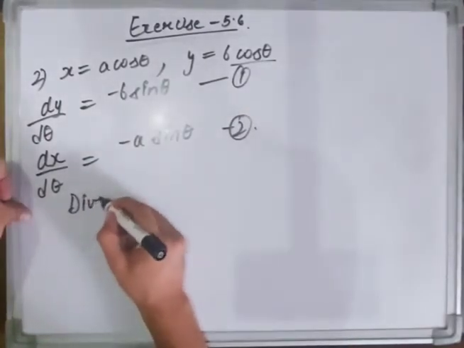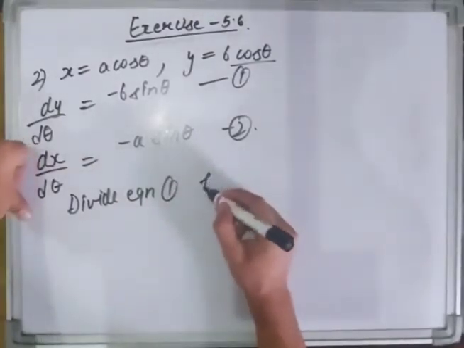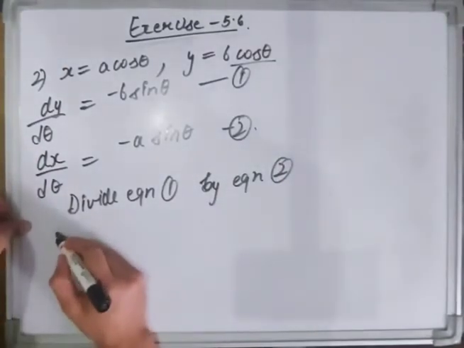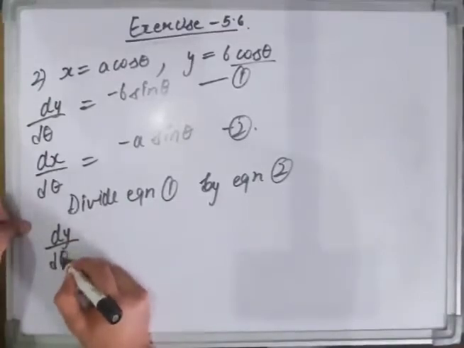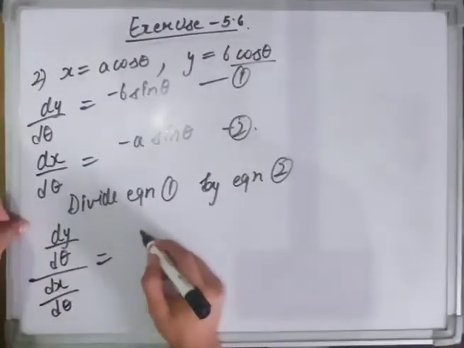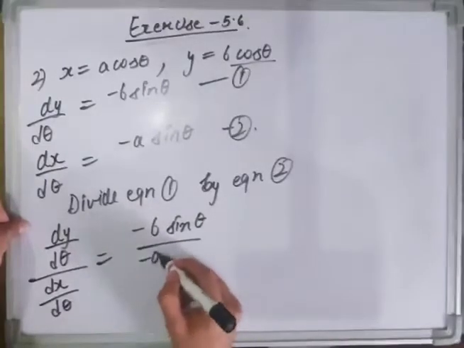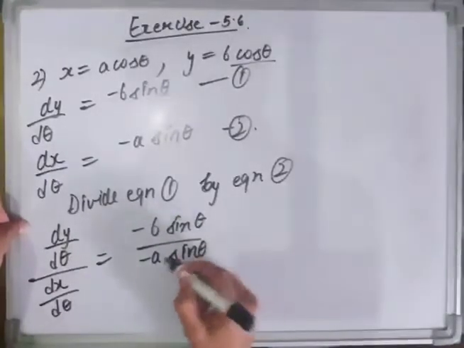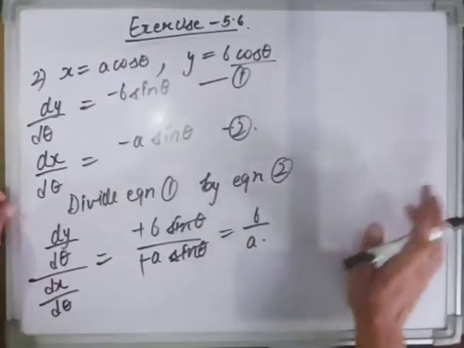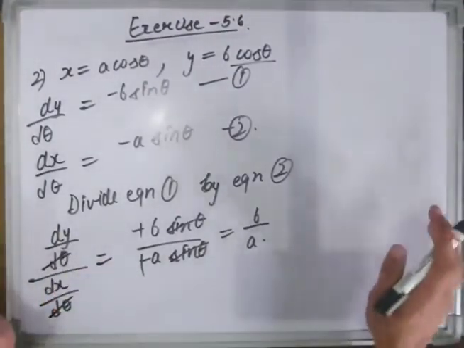Divide equation 1 by equation 2. We have dy upon d theta upon dx upon d theta, which is minus b sin theta upon minus a sin theta. We have b upon a as the value of dy upon dx. Okay, so this is the value of dy upon dx.